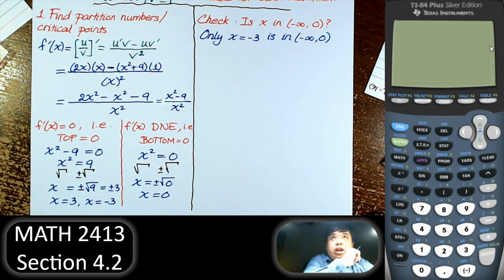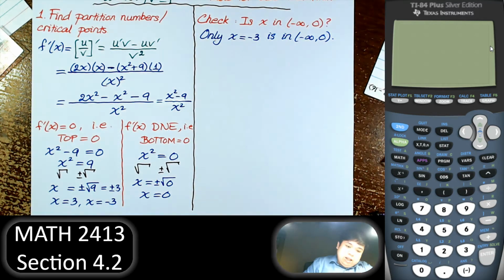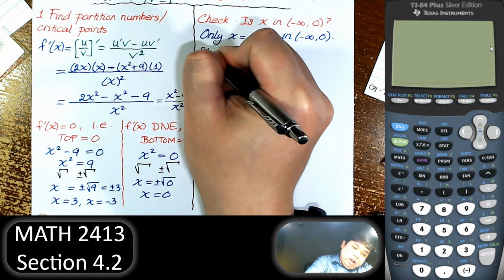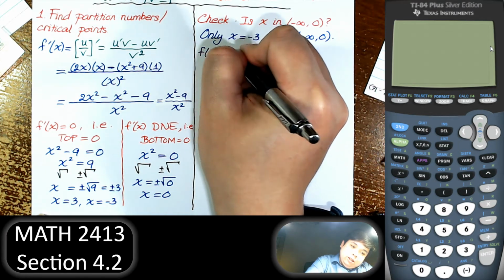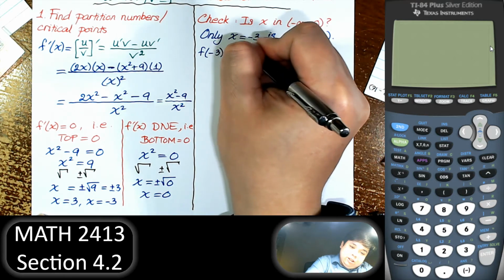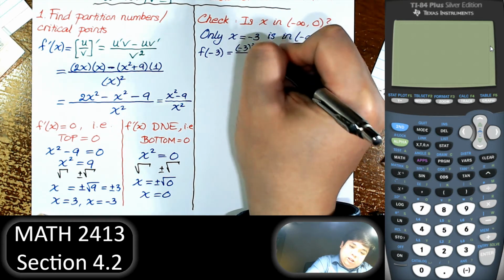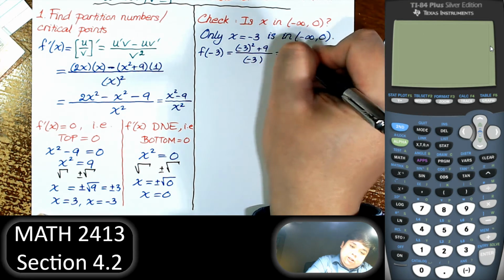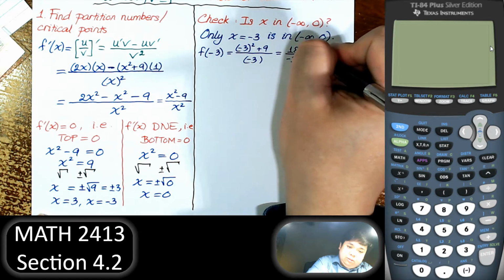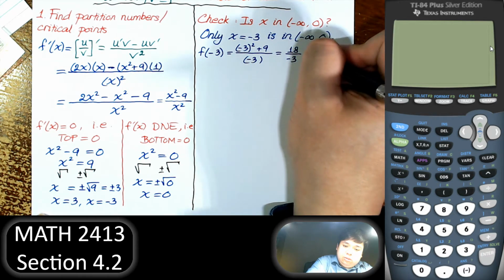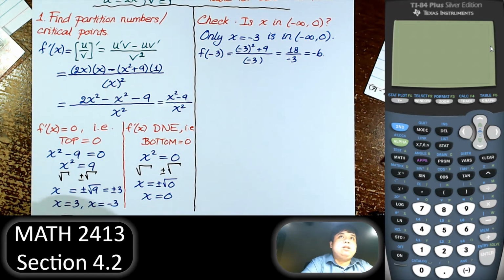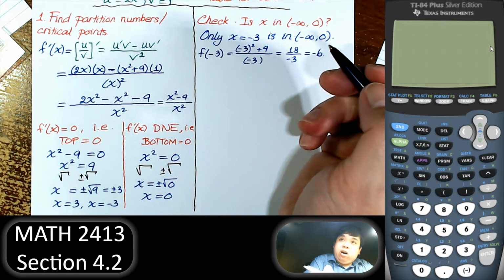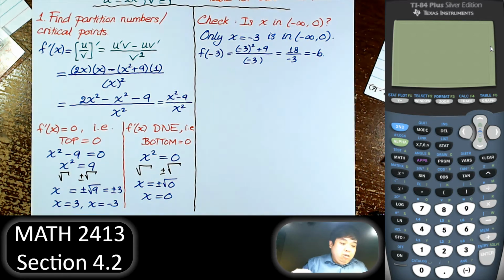So only x equal to negative 3 is in the interval. In that case, let's still find the value when x equals negative 3. Put negative 3 into the original function. That gives us negative 6. Keep that in the back pocket. We might need to use that. Right, next.